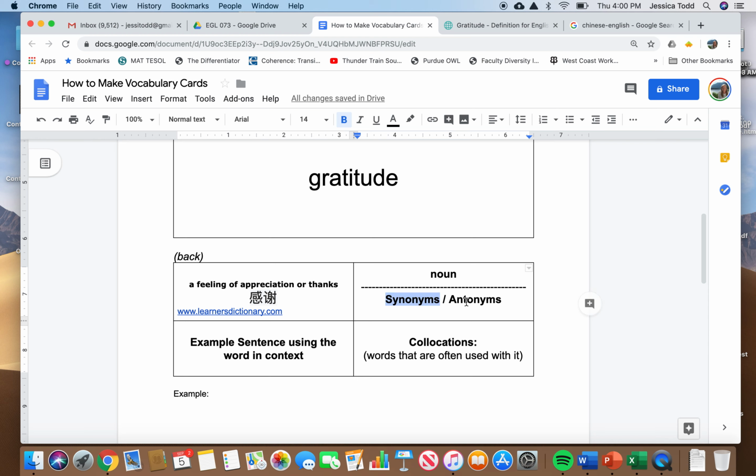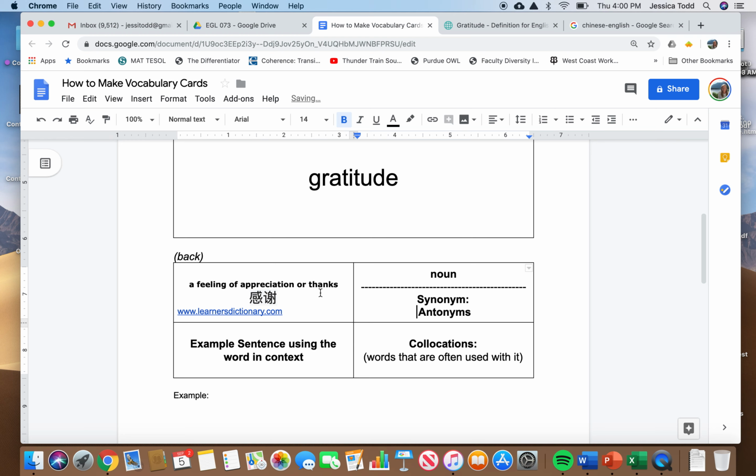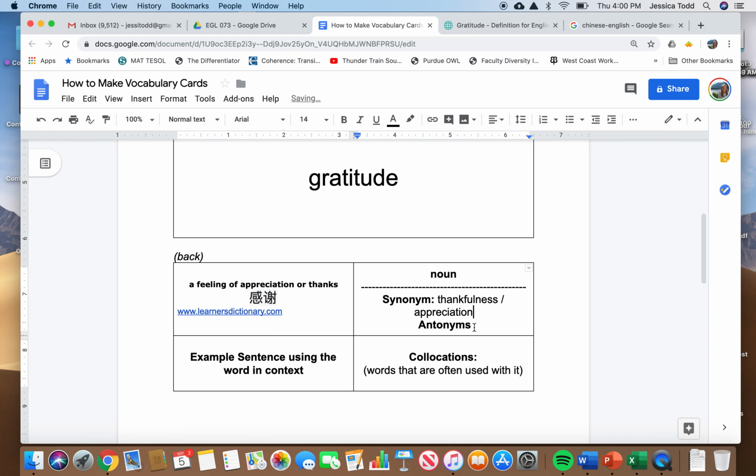Next up, I need a synonym or an antonym. Sometimes you'll have both. Sometimes you'll just have one of these. That's okay, right? I think I already know a synonym because I know it means a feeling of thanks, and I know it's a noun. So I think this synonym could be thankfulness, right? Or appreciation could be another synonym.